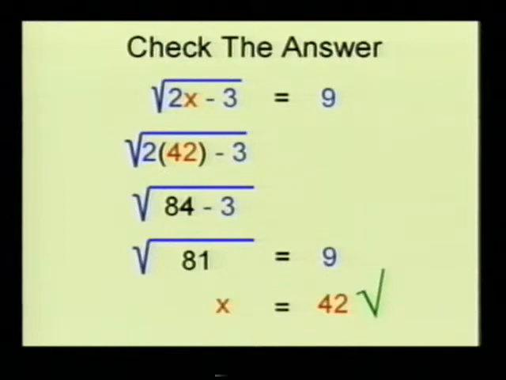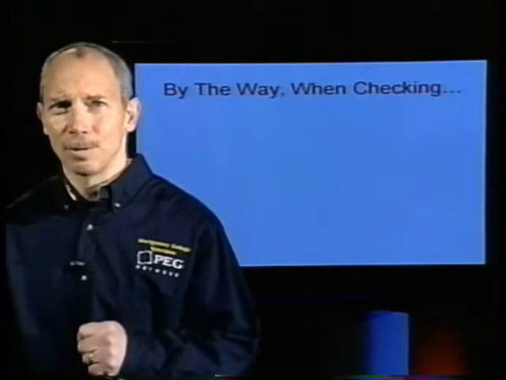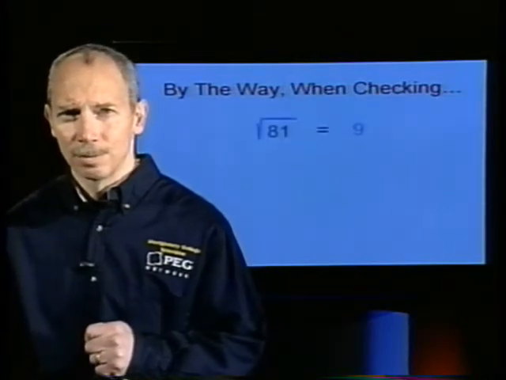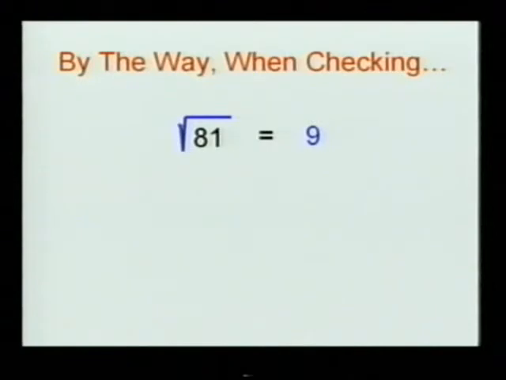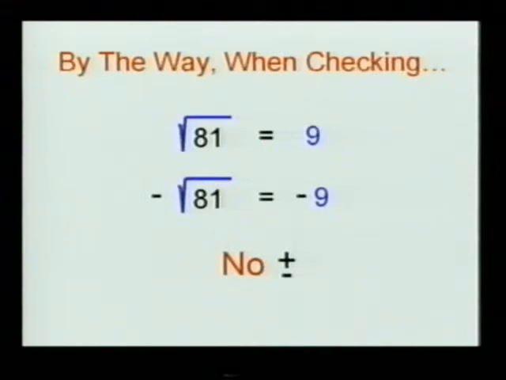Well, let's look at one a little bit more difficult, perhaps. Warning! By the way, when we're checking, we know that square roots had 2 answers. Boring. I know, but the square root of 81 is 9. I know that. The square root of 81 is also negative 9, okay? But we're not going to use plus and minus when we square root. Now, I'm not going to be able to tell you the reason why till you get to calculus, okay? So you're just going to have to trust me.